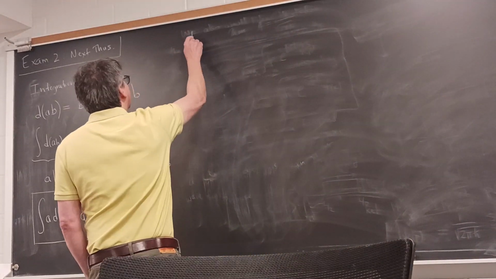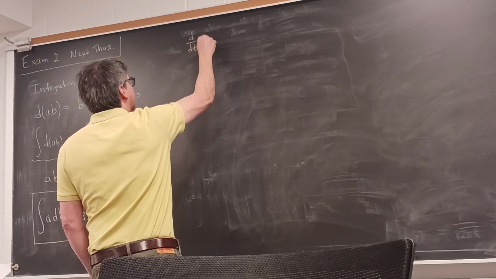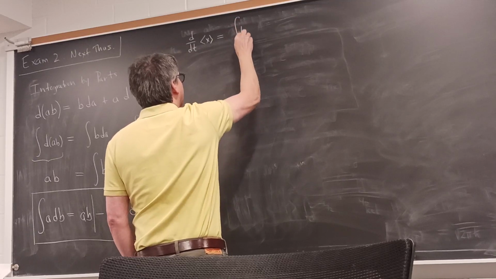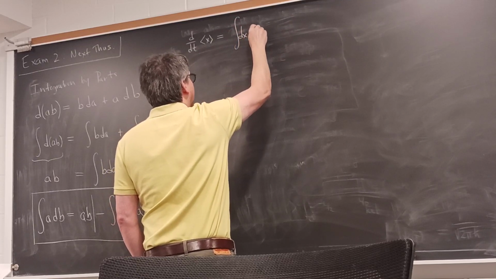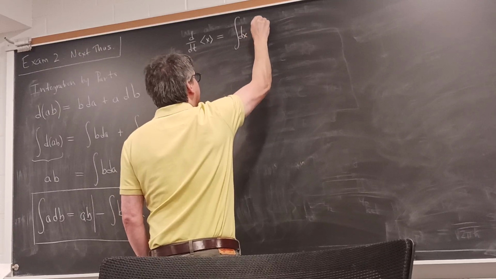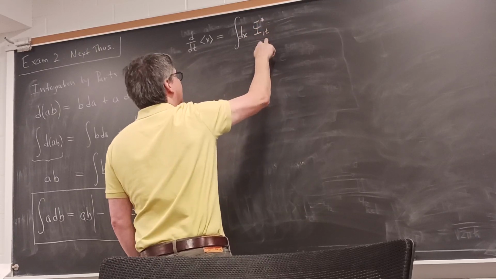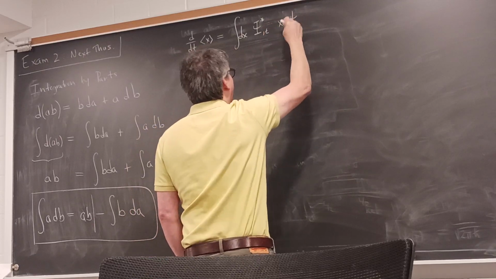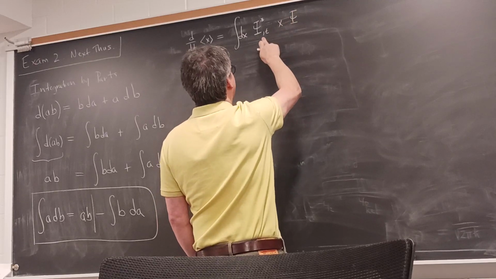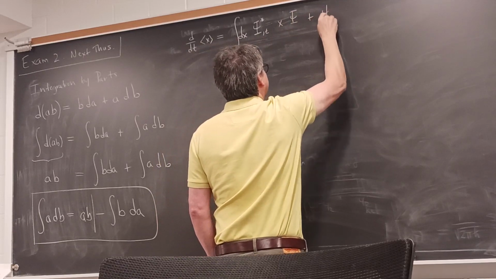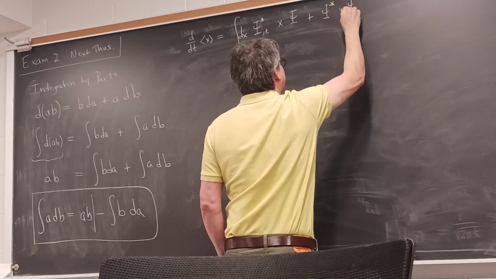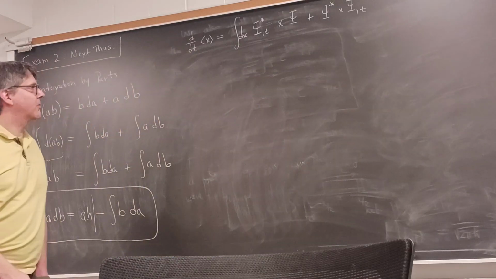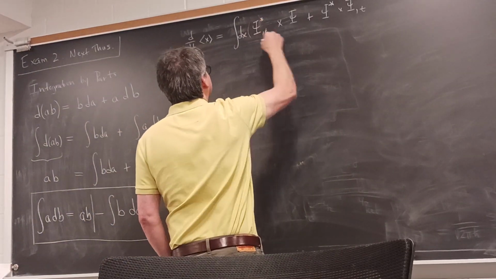So we have d by dt of the expectation value of x then is the integral over dx. Now, we'll have psi star, we have to take the time derivative of that. I'll just use the product rule. So it's psi star comma t x psi plus psi star x psi comma t. Okay? I'm going to try to keep things simple by not writing the limits or anything.